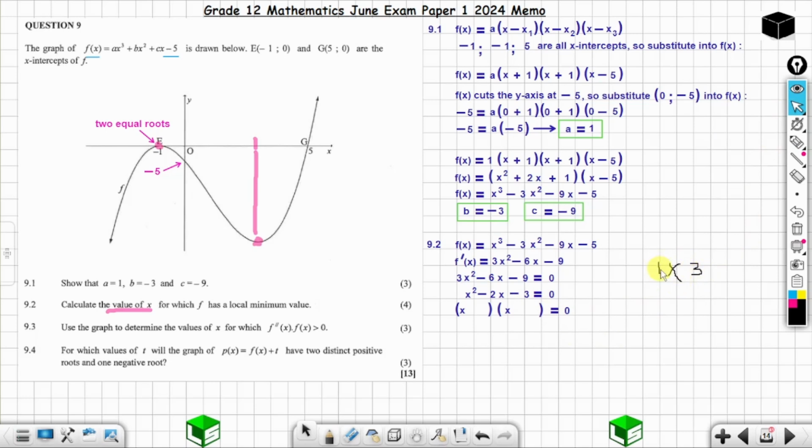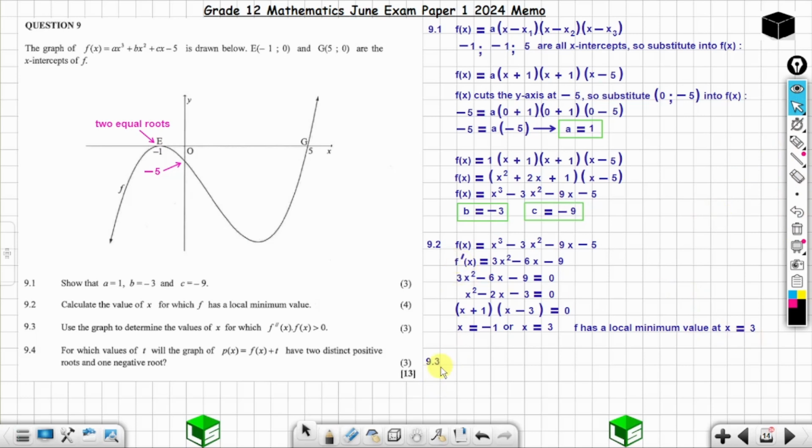And from 1 and 3, you can have the middle term. 1 minus 3, you have minus 2. So you can use 1 and 3, with plus, minus. Now you have x is equal to -1 or x is equal to 3. Can you see the -1 and 3 for this point, the local minimum? So f has a local minimum value at x is equal to 3.